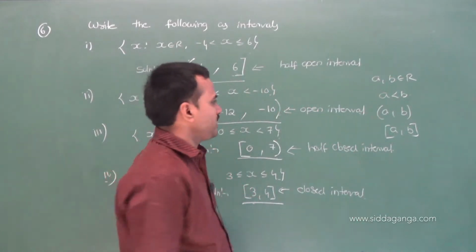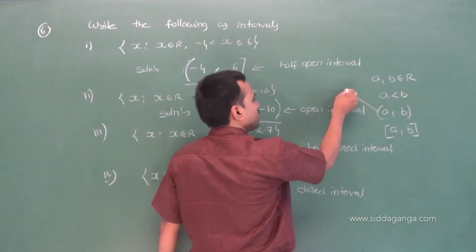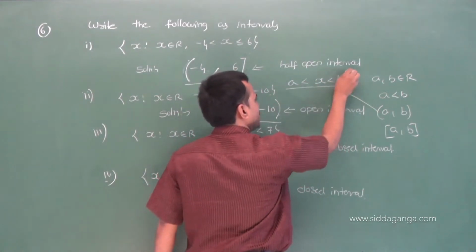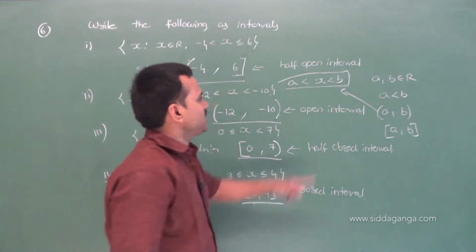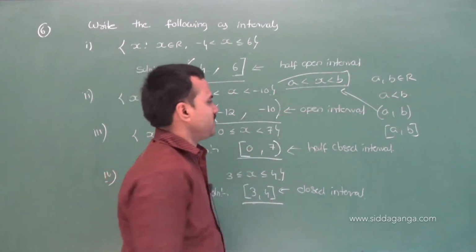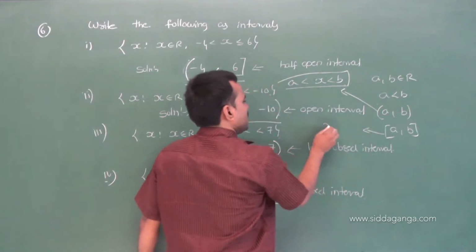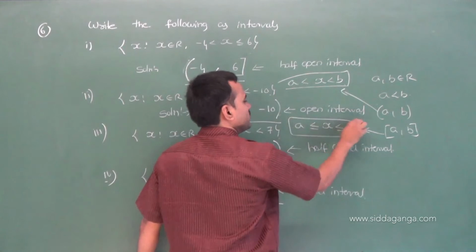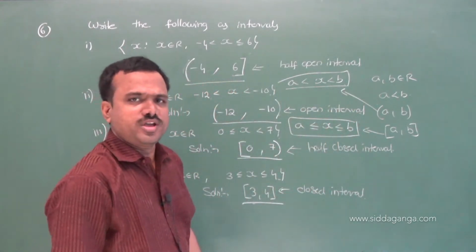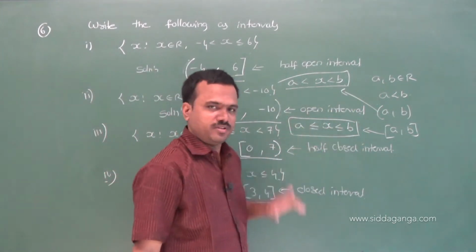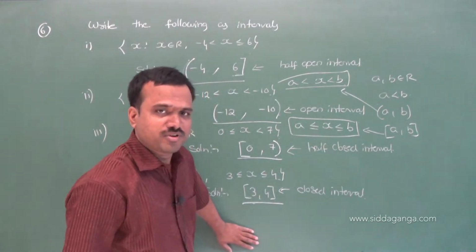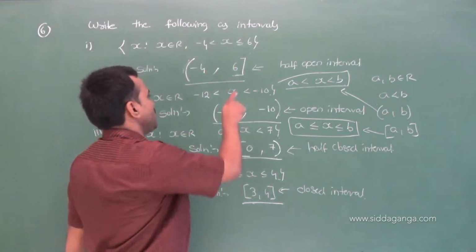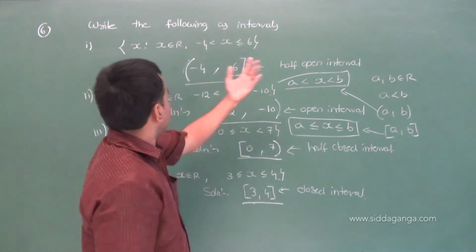end points are included. For A comma B open interval, x is greater than A, less than B. For closed interval, x greater than or equal to A, less than or equal to B. Understand? This is very important for one more question. Suppose he has given in the set builder form, so he asked for the intervals. Next main questions.